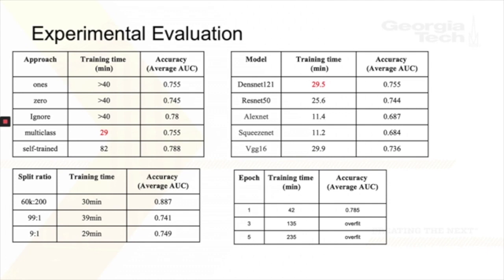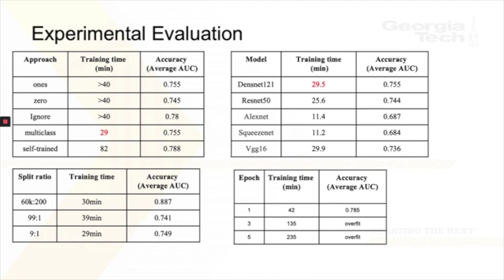Secondly, we want to choose which neural network we want to implement in our final model. We experimented with DenseNet, ResNet, AlexNet, SqueezeNet, and VGG16. As you can see, AlexNet and SqueezeNet take relatively half of the time of the rest, but their accuracy level is also much lower. So we choose to use DenseNet, which takes a moderate amount of training time with a higher accuracy level. So we have chosen our prototype to be using multi-class and DenseNet.